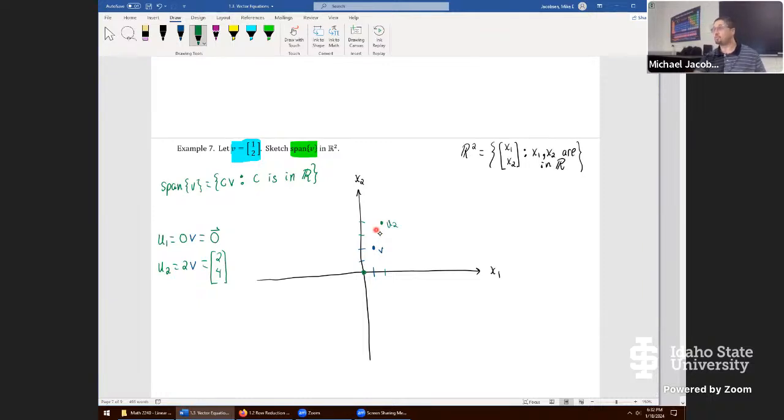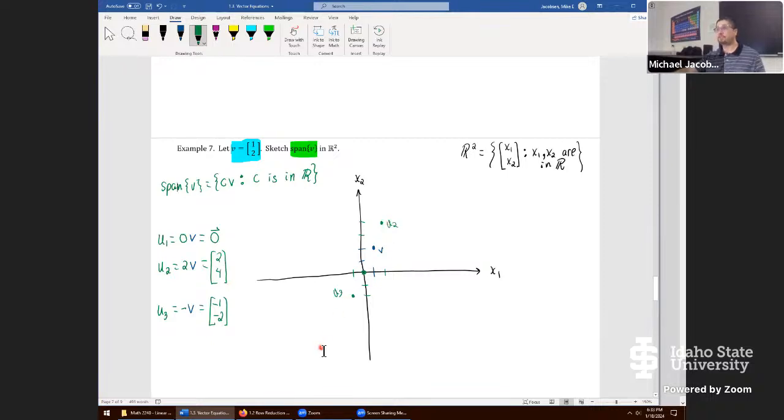And let's do maybe one last one. Let's say u3 equals negative v. We multiply by a negative scalar this time. Negative v just because it's easy. You might do negative 3v to the same effect. We'll get a result of negative 1, negative 2. Now if we plot this one, here's negative 1 direction, then down 2. And that vector is going to be u3.